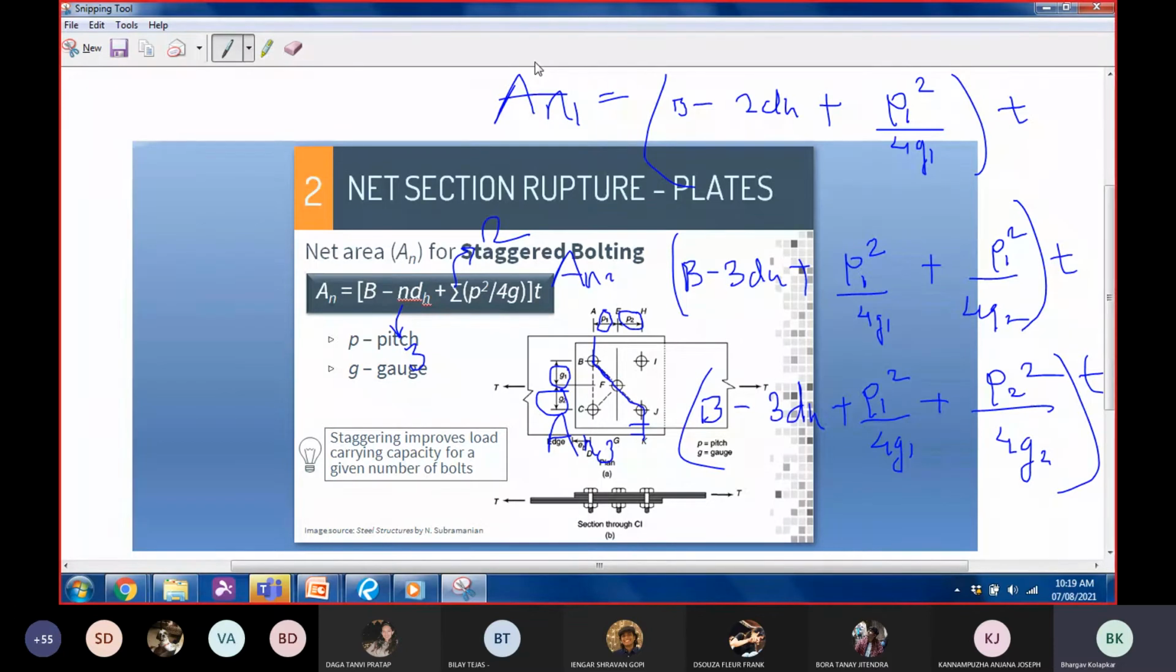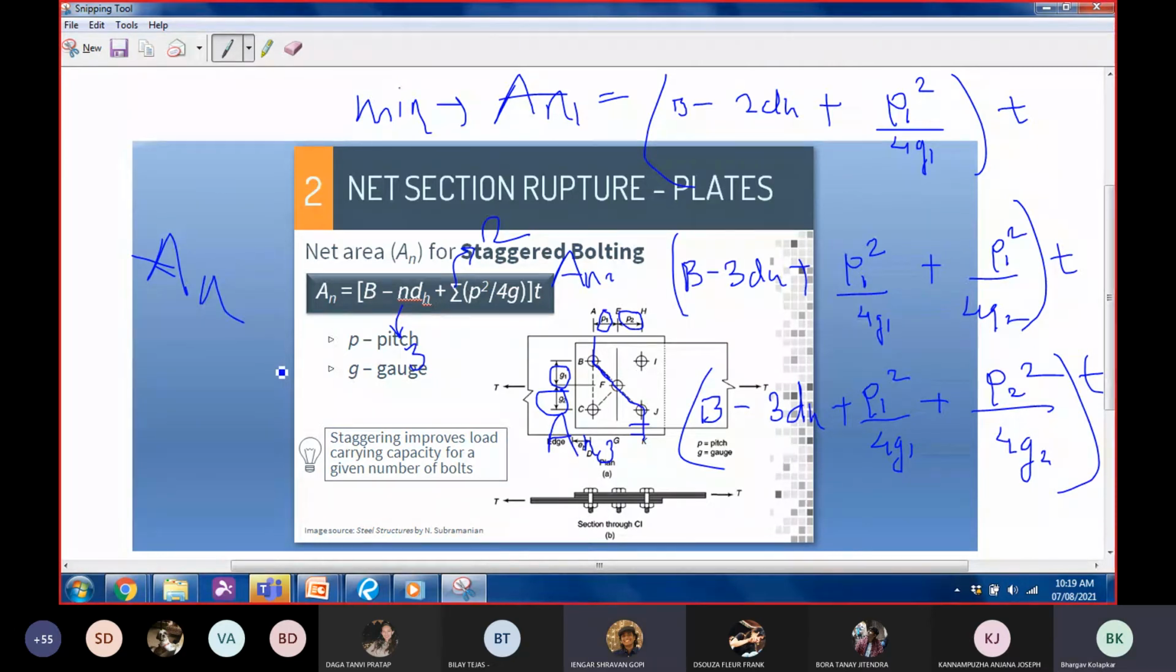Smallest value. Why smallest? Because just like us, the failure path is lazy. It will take the shortest possible path. Which is the shortest possible path? The path that has a minimum value of AN will be the shortest possible path. And therefore, we find out all these ANs, and whatever gives us the minimum value is our AN.